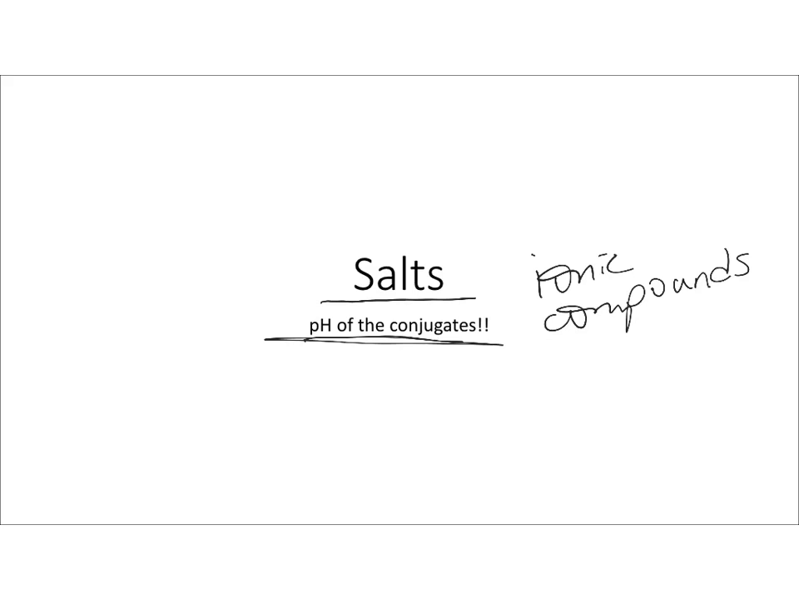What might we mean by that? We might mean something as simple as NaCl, or we might mean something like NH4NO3. And what we are going to look at as we do these consistently is we're going to try to find the conjugates in here to see if we can figure out what our pHs are going to be.